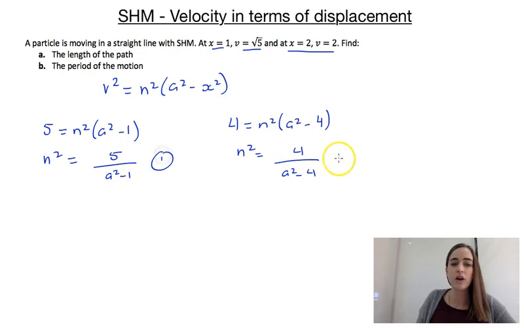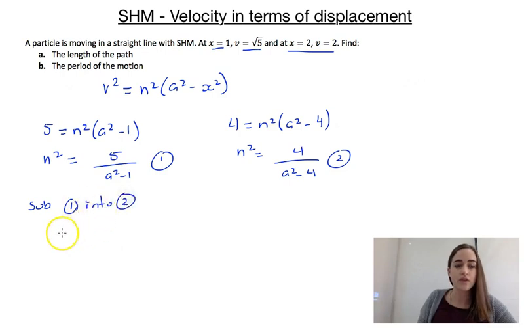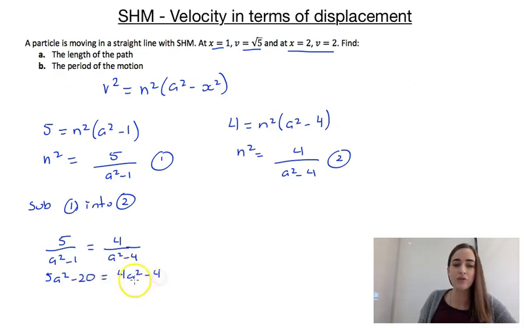So I'm going to call this one equation 1 and this one equation 2, and then I'm going to substitute 1 into 2. Which means I'd end up with 5 over a squared minus 1 is equal to 4 over a squared minus 4. If I cross multiply there, I'm going to have 5a squared minus 20 is equal to 4a squared minus 4. If I rearrange that, I'd end up with a squared. If I minus 4a squared from both sides, add 20, I'd have 16, which means that my a would be equal to 4.